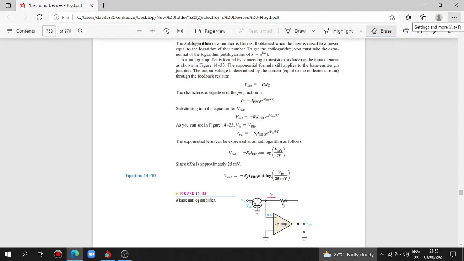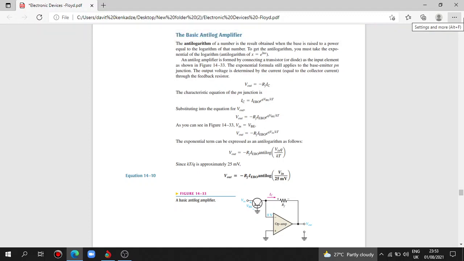The anti-logarithm of a number is the result obtained when the base is raised to a power equal to the logarithm of the number. To get the anti-logarithm, you must take the exponential of the logarithm. The anti-logarithm is formed by connecting a transistor or diode in the input element as shown.